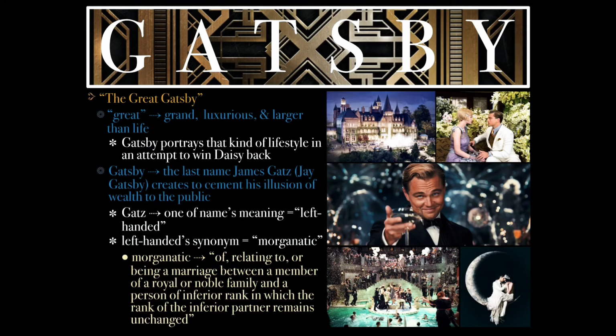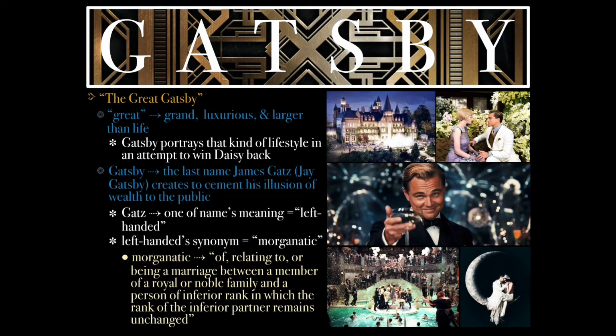The second part of the title of the book, Gatsby, is a last name that the character creates for himself. He originally is named James Gatz, and he's from a poor family in the Midwest. The last name Gatz has various meanings, but for the purpose of the oxymorons, the most important is the phrase left-handed. According to Merriam-Webster, one of left-handed's synonyms is the term morganatic.